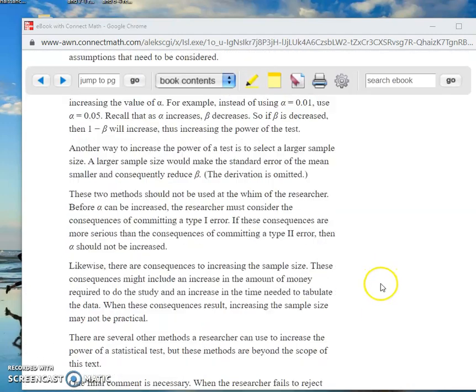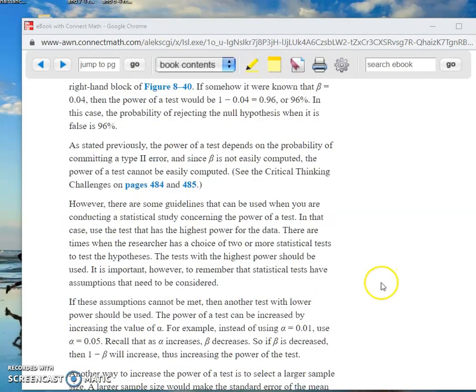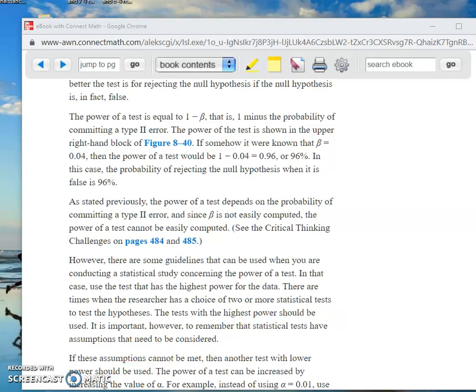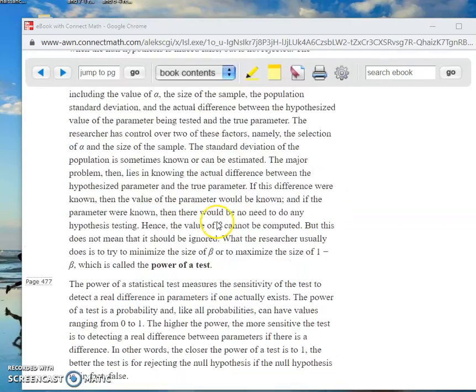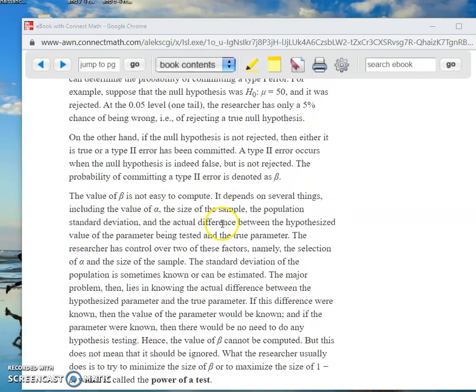Okay, the power of a test is 1 minus beta. So just go ahead and read that. Just know that it exists, but I'm not going to ask you to handle that on an exam. So that takes care, believe it or not, it's a long chapter, of chapter 8.